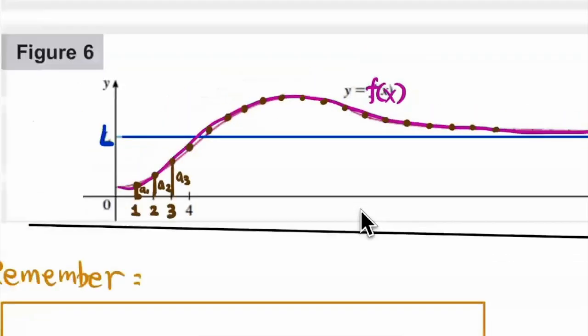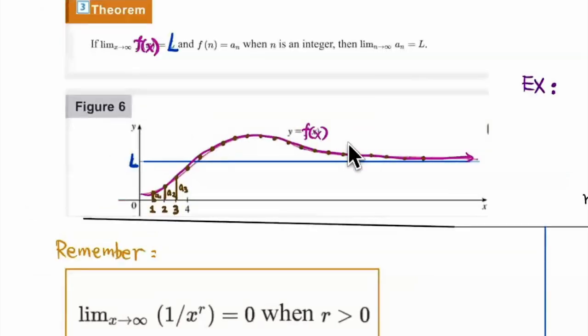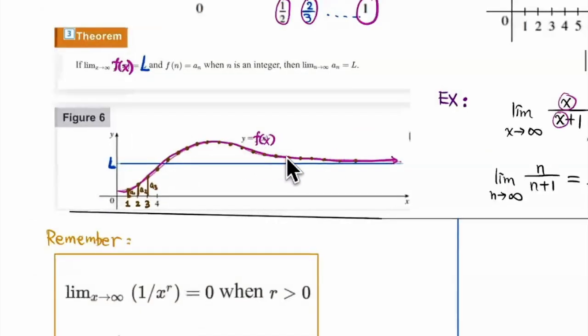So the theorem says that if the function is approaching L, closer and closer to this L, what happened to a_n? a_n approaching what? a_n will also approach L. You got it. Good job. Yeah, it also approaches L because those are special points on the curve. If the curve goes to L, the y coordinates of those points also go to L. So this is what the theorem says. It has to follow the same track.